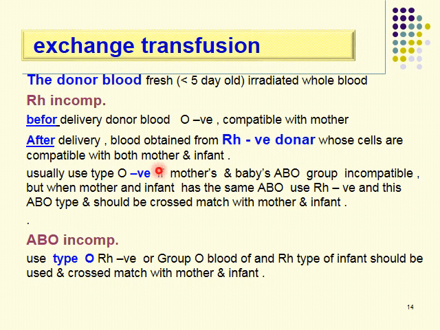But where it is different, the mother may be O negative and the baby B positive, we use O negative. In cases of AB incompatibility, and we have to do exchange transfusion, for the donor blood use type O always, and Rh negative, or a group O blood and Rh type of infant should be used, and cross match with the mother and infant.